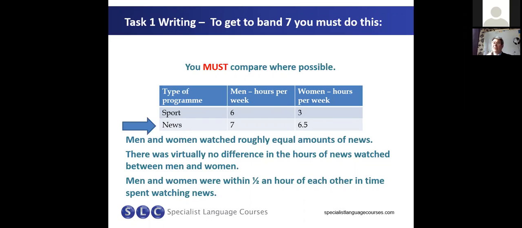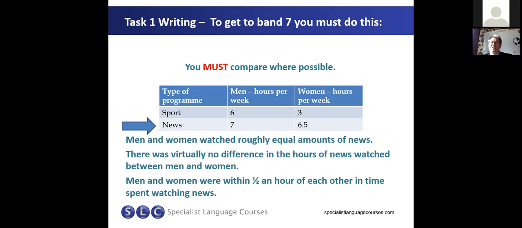A half hour on 6 or 7 is roughly equal, or approximately equal amounts, if you like. Okay, that's one way to say it. There was virtually no difference in the hours of news watched between men and women. 30 minutes over 7 hours, not a lot of difference, so virtually no difference. Or men and women were within half an hour of each other in time spent watching news. Okay.